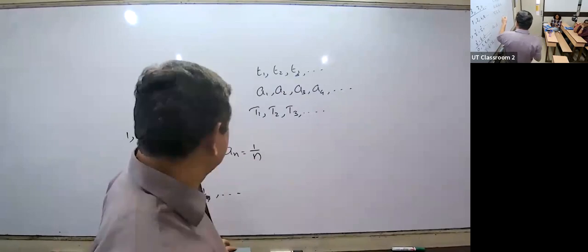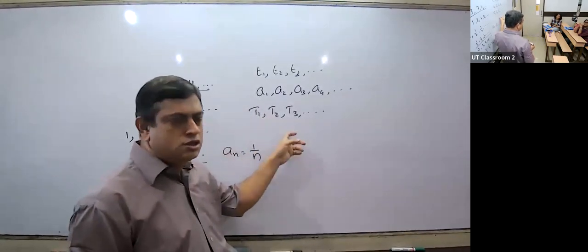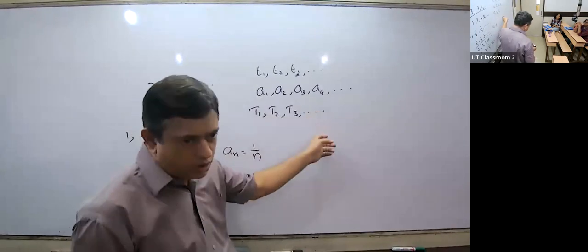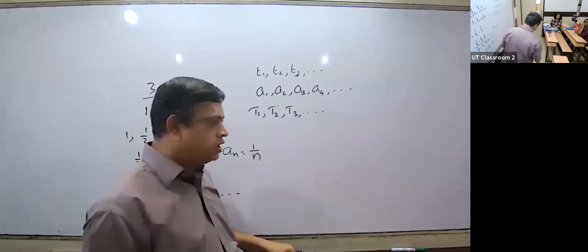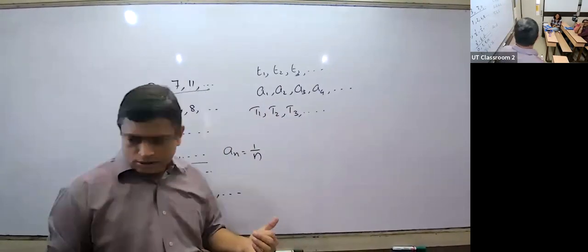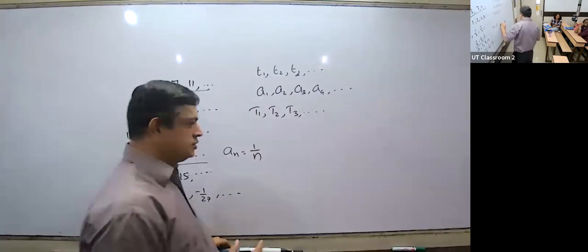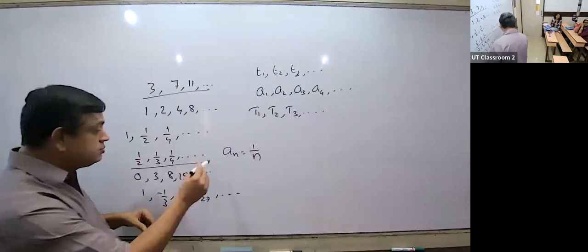Suppose if it is T, what is T1? First term. What is T20? 20th term. T100, 100th term. Tp, pth term. Not time pass. Okay. Understood now?